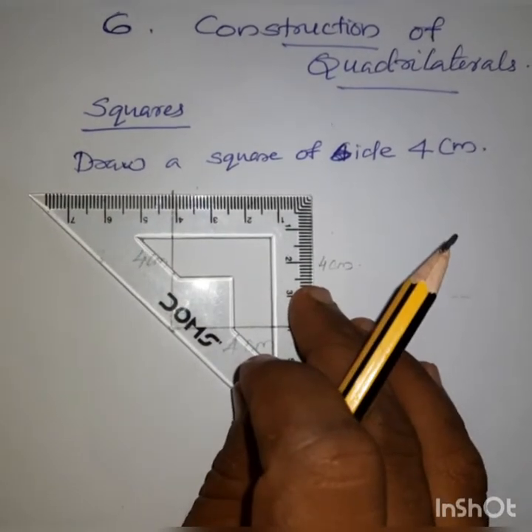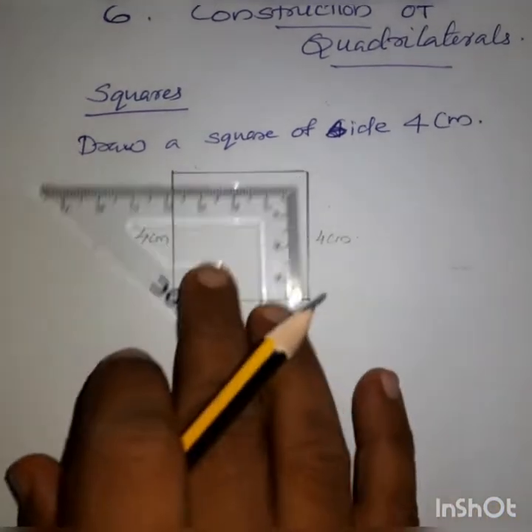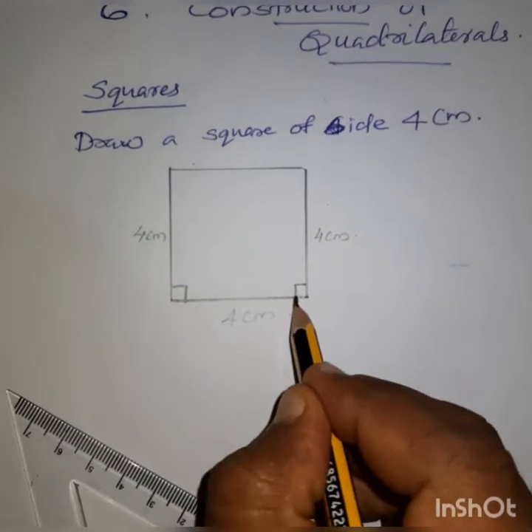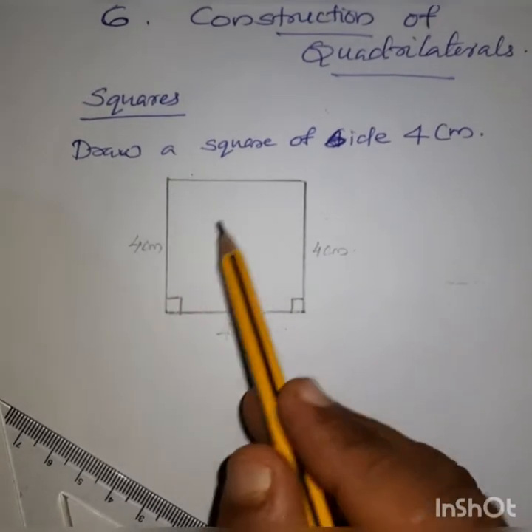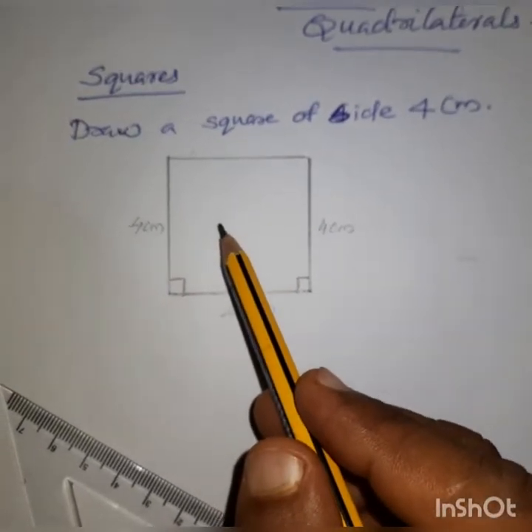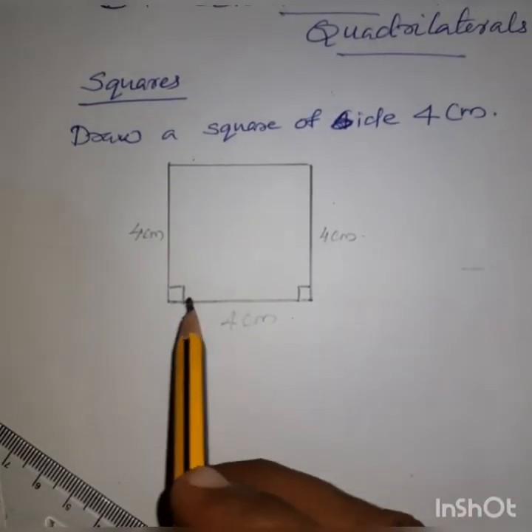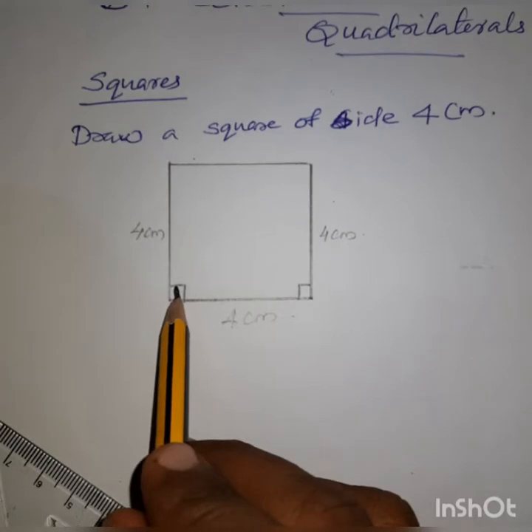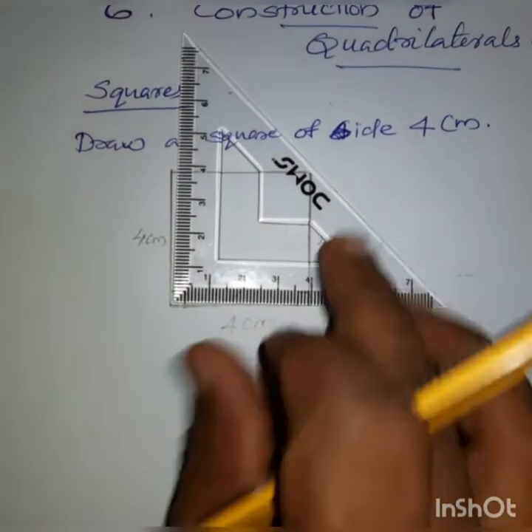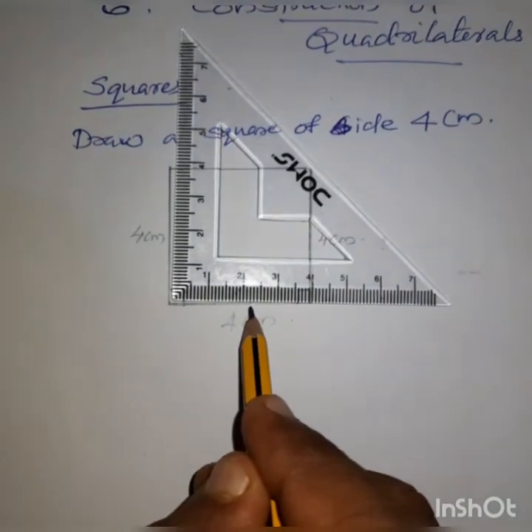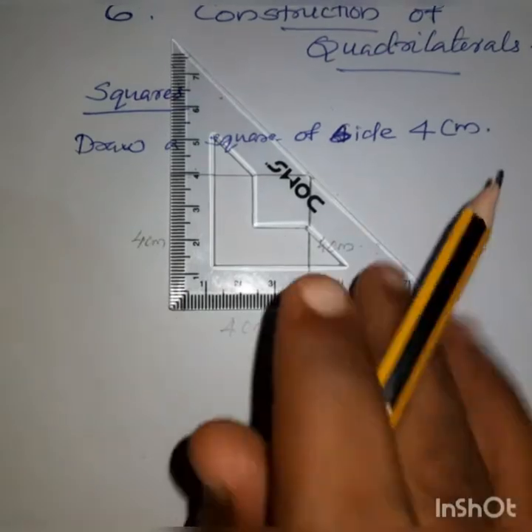Again the next side. So you got a square of 4 centimeter. So using a set square, we draw this square. The set square, we are placing it such that the right angle coincides with one end of the line, and we are drawing the perpendicular side.